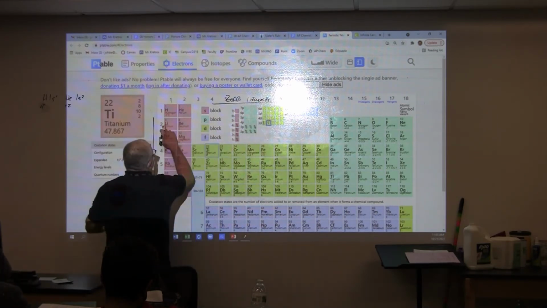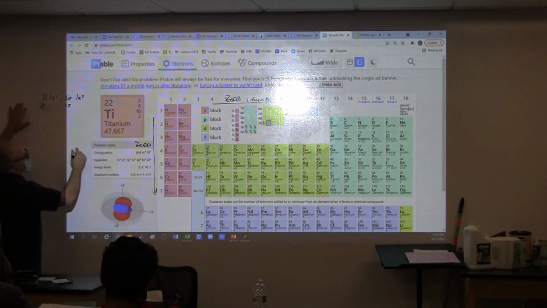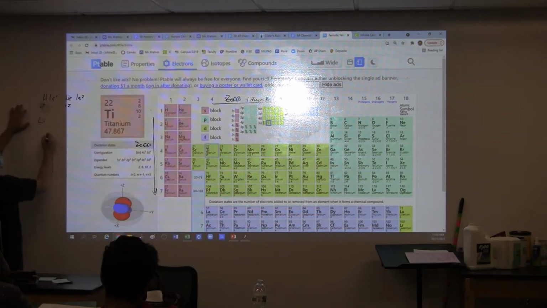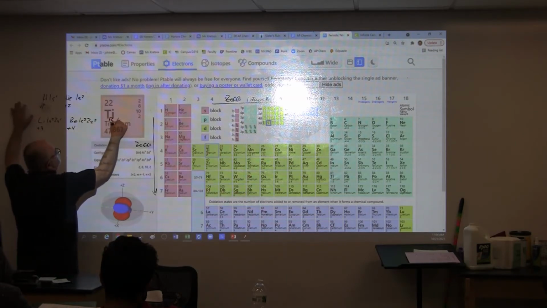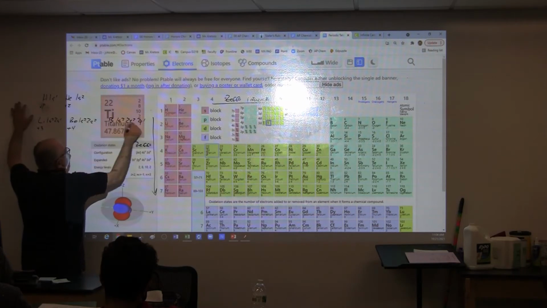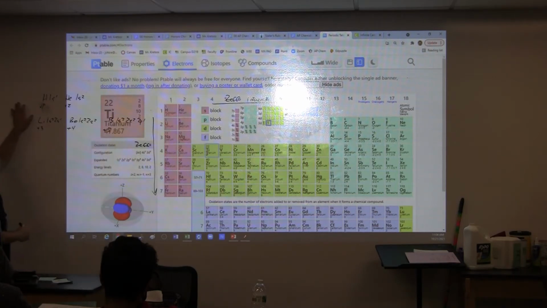Let's prove it by doing the second row a little bit, just so you get a feel for it. Lithium is 1s2, 2s1, but it has 3 protons. Beryllium is 1s2, 2s2, with 4 protons. Boron is 1s2, 2s2, 2p1, with 5 protons. I think that's enough to make the argument. Watch this. Which of the electrons in each case are the core, meaning shielding, and which ones are valence?